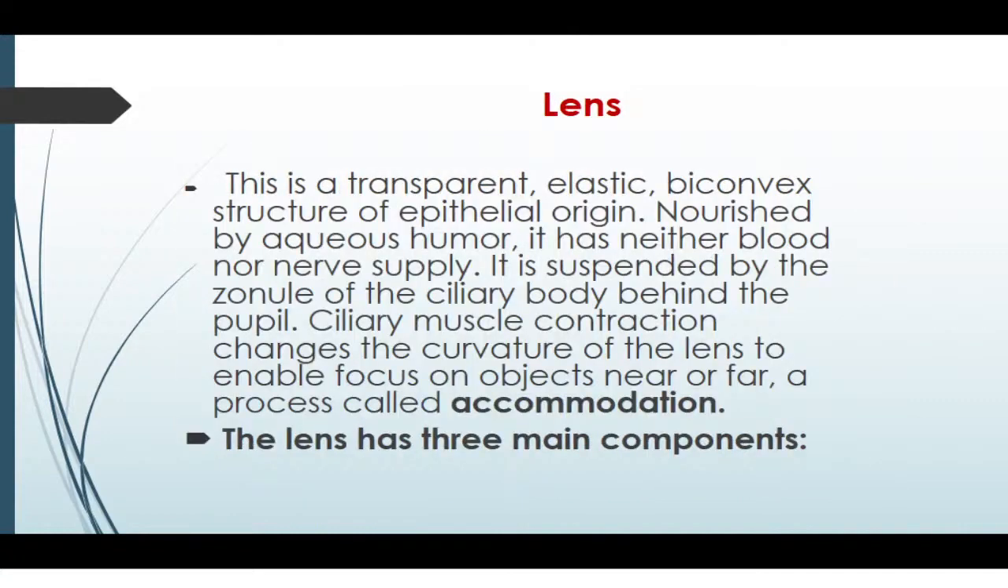And now we're talking about the lens. The lens is a transparent, elastic, biconvex structure of epithelial origin. Nourished by aqueous humor, it has neither blood nor nerve supply. It's suspended by the zonule of the ciliary body behind the pupil. Ciliary muscle contraction changes the curvature of the lens to enable focus on objects near or far, a process called accommodation. The lens has three main components.